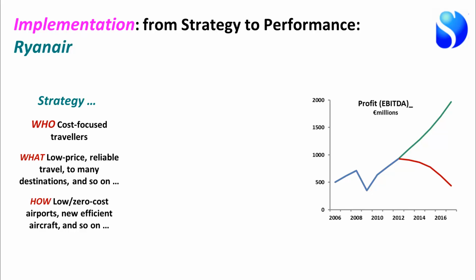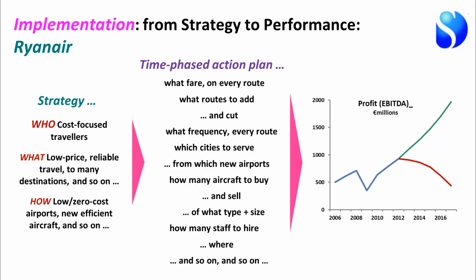But between that strategy and that performance, we've actually got to have a time phase action plan. There's a whole ton of decisions that this company has to make all the time. What fare are we going to charge on every route? What routes are we going to add? What routes are we going to cut? What frequency of services are we going to offer? Not just in general, every single route you've got to make that choice. Which cities are we going to serve? Which cities are we going to stop serving? From which new airports? How many aircraft are we going to buy? How many aircraft are we going to sell? What type of aircraft? What size of aircraft? How many people are we going to hire? Where are we going to hire them relative to the airports from which we operate? And so on and so on and so on.